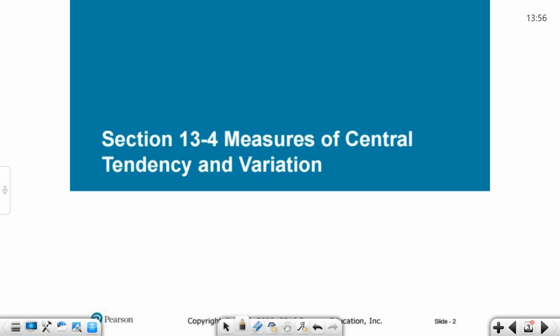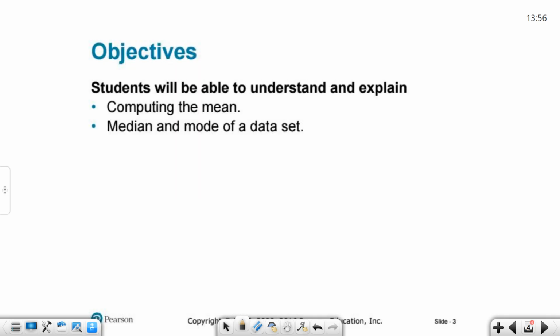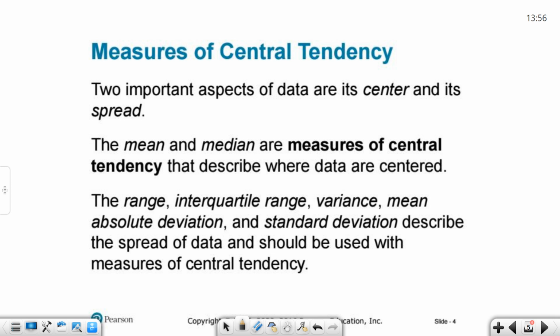So measures of central tendency would be the mean, the median, and the mode. Hopefully this won't be a hard section for you. There are two important aspects of data, the center and the spread. The center is what we're talking about this week, also called central tendency: the mean, the median, and the mode. Next week we'll talk about the range, which is the difference from high to low, and the variance and the standard deviation.